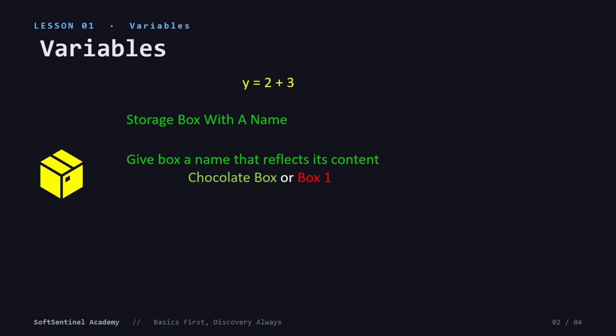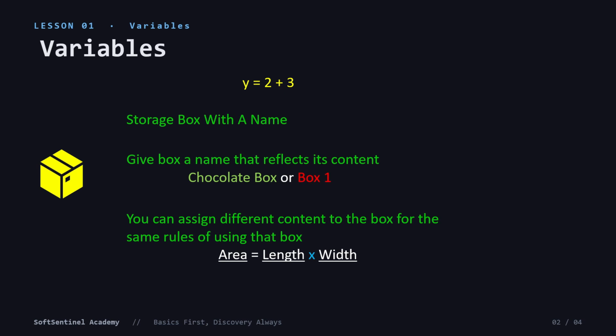Take a look at an example. You have two names, chocolate box or box 1. When you look at the name chocolate box, you exactly know what is in that box. It's chocolate. But a box that has been labeled box 1 really does not tell you what is in the box.